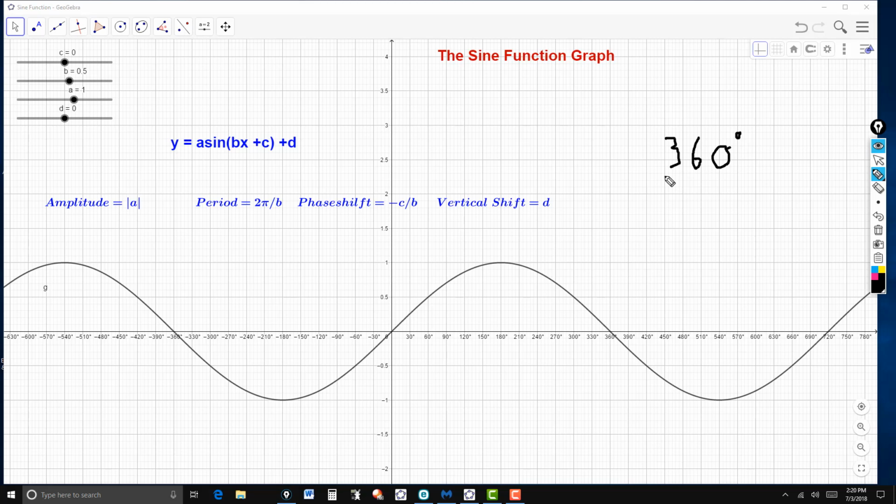That's degrees divided by 0.5, which is 1/2. Okay, so simplify that. That's 360 times 2, and you'll notice the period goes to 720.